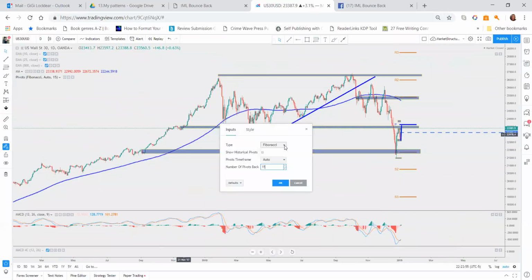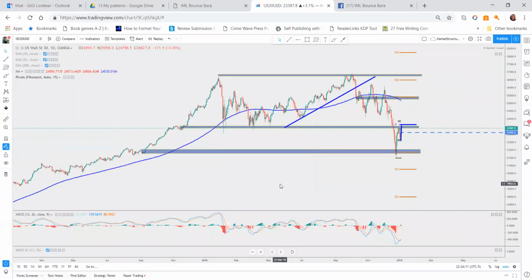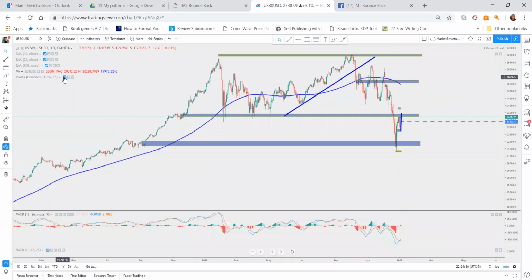If we change it to traditional, those are the traditional. It gives you more, but I'm not concerned with going all the way back down to here. I want to trade just right here in this zone. So you can set it to Fibonacci or traditional. It's up to you. We know that the market gives us back 50 to 61.8, so it's based on Fibonacci structure. It looks like the Fibonacci one is more accurate to the pivots. Yes, it does. I like it too.